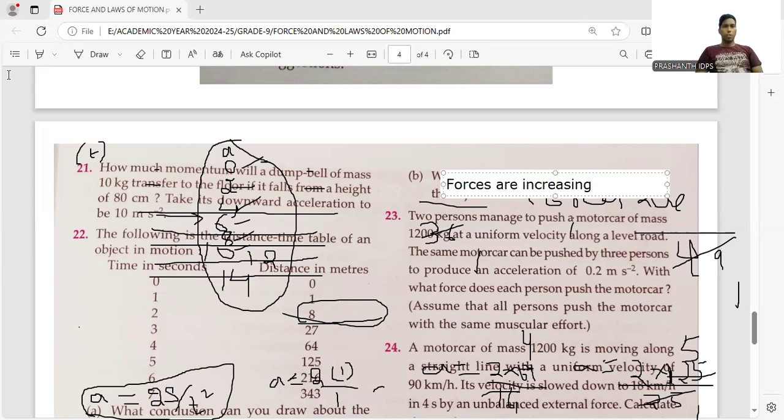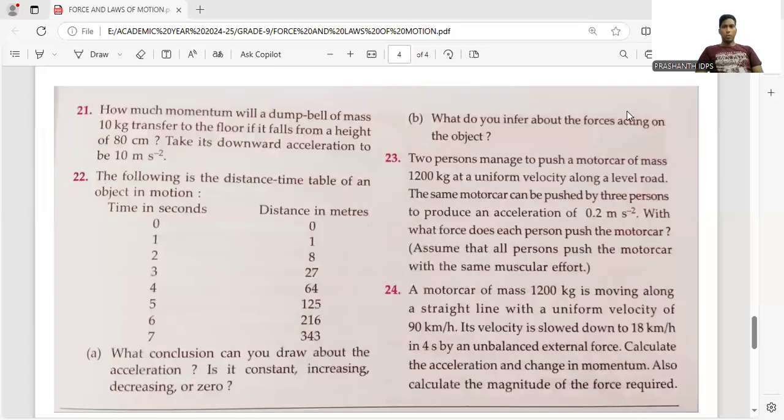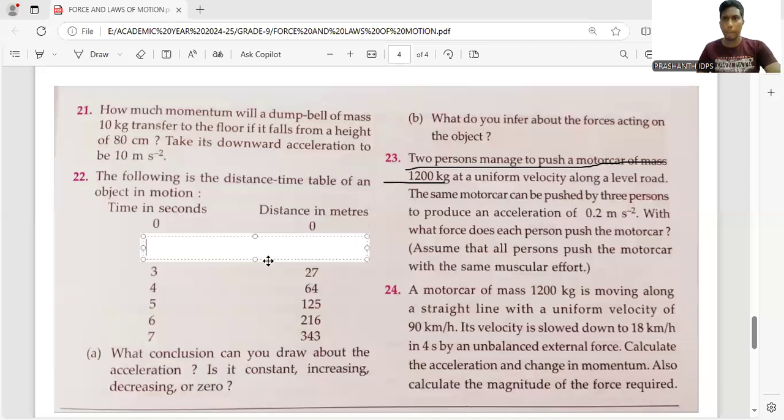Okay. Now let us go to the next question. The question is, two persons manage to push a motor car of mass 1200 kg. So first I'll write the given values. What are the given values?